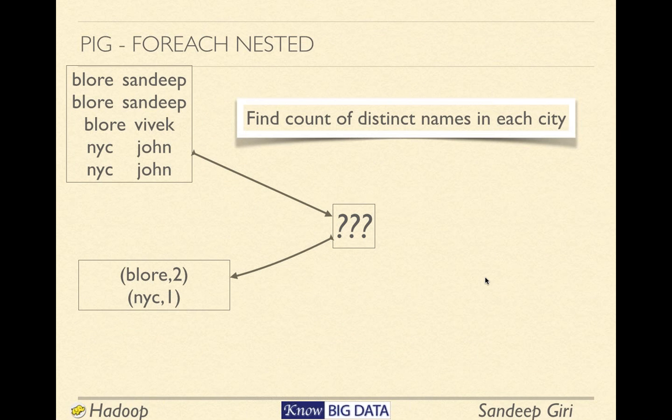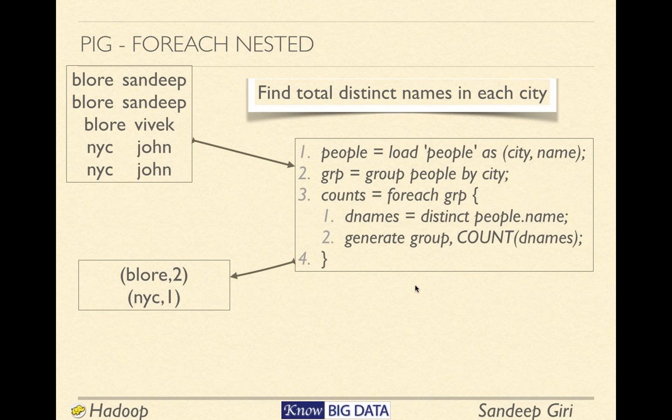we have to count the distinct names in each city. So we are given a data set containing two columns, city name and the person name. And in each city we just have to count the distinct names. For example, Bangalore has got Vivek and Sandeep as distinct names, and New York has got only John, which means the result we need is Bangalore 2 and NYC 1.